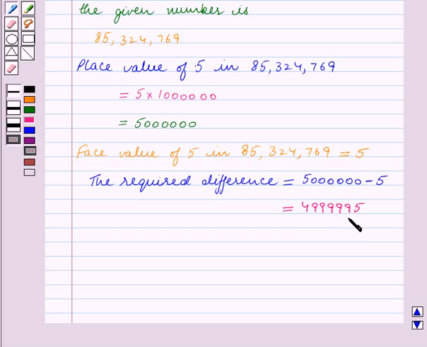This is the difference between the place value and face value of 5 in the given number under international system of numeration. So the final answer is 4,999,995. With this we end our session.